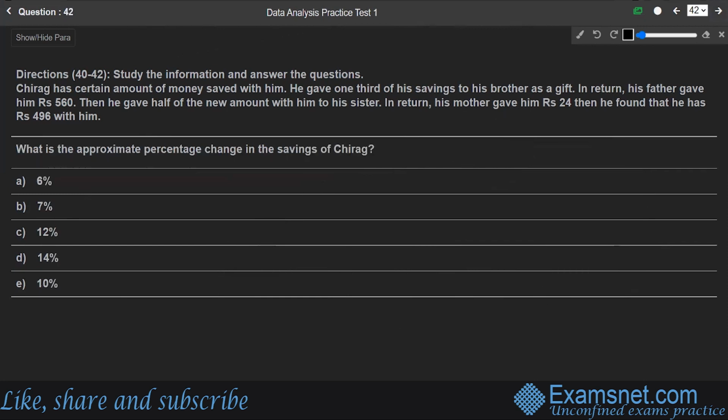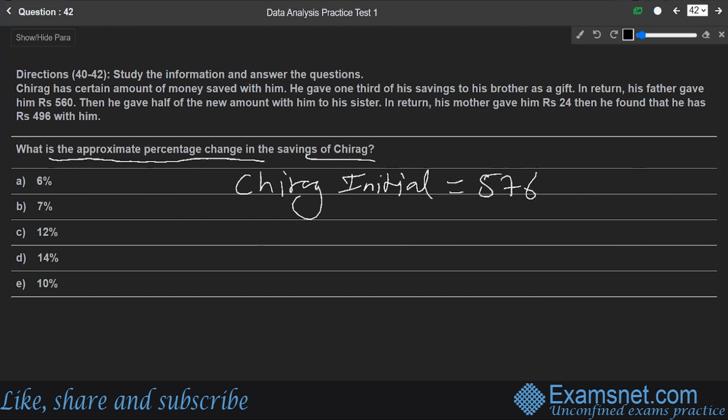Now, the same question continues. He's asking what is the approximate percentage change in the saving of Chirag? So, the initial saving of Chirag, we calculated in the first part of the question as 576. And at the very last, how much is the saving that is left with him? At the very last, we calculated an amount, the final saving, which was rupees 496.